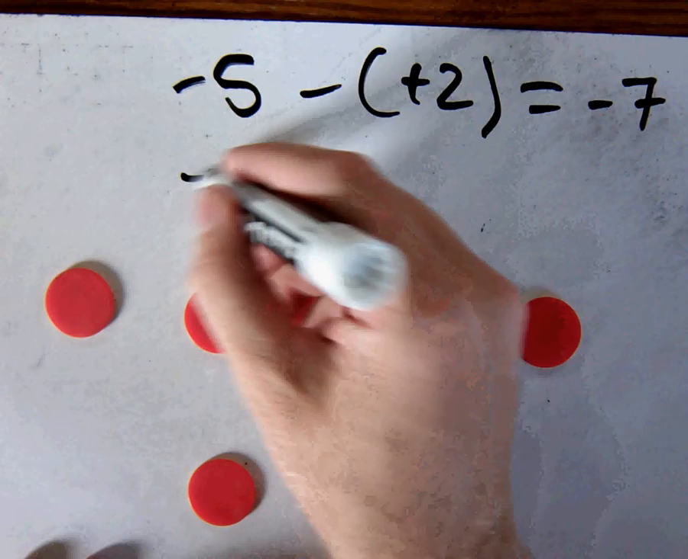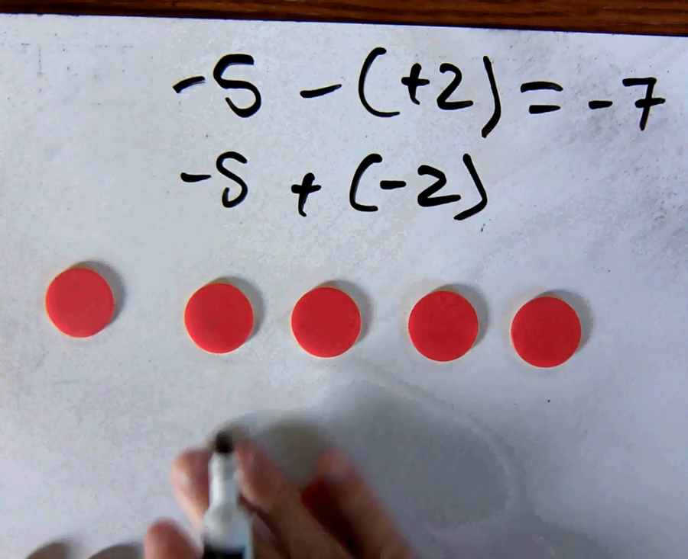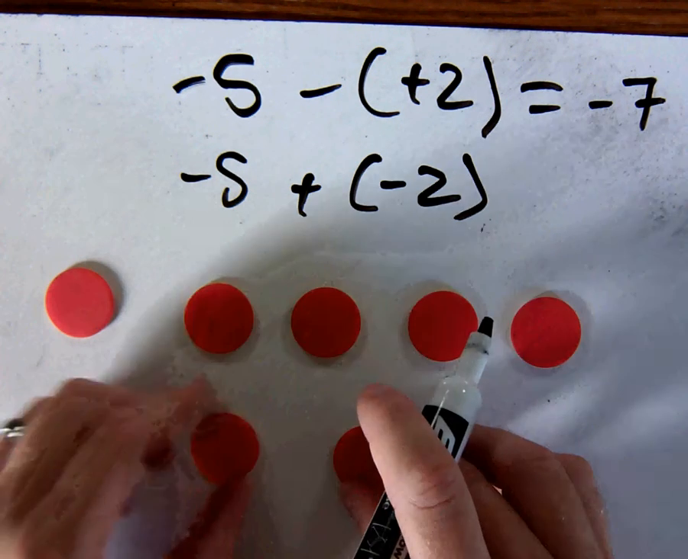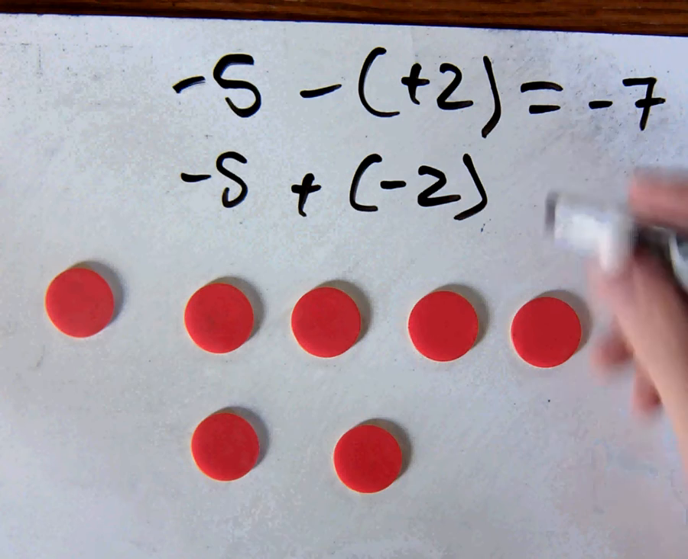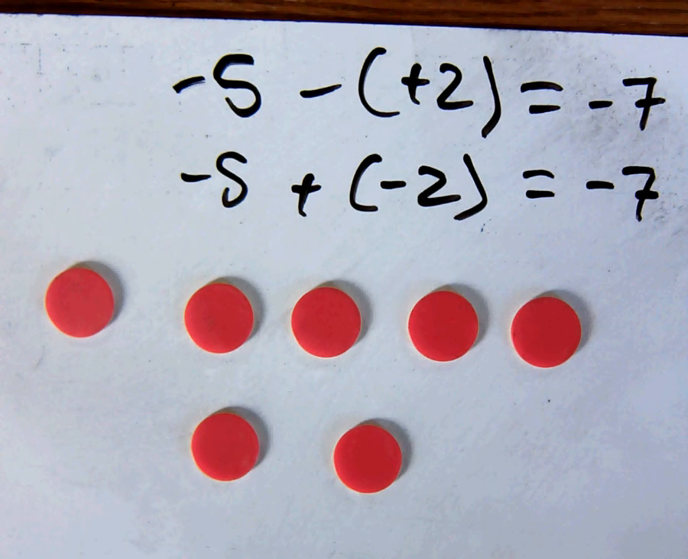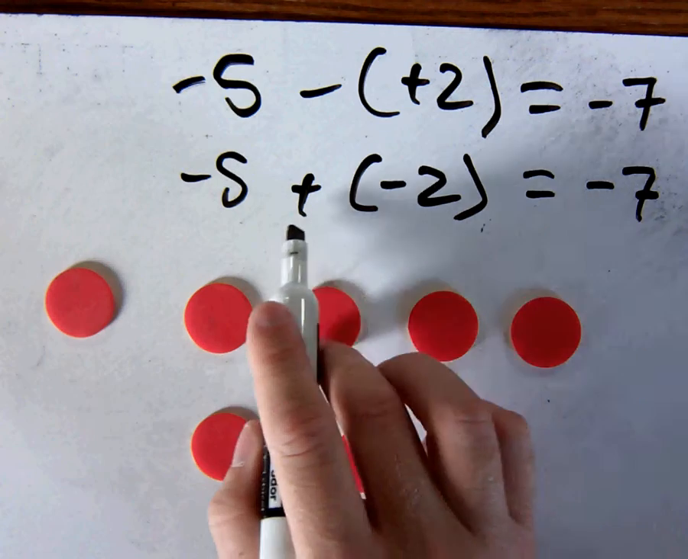Now what if I did negative 5 plus negative 2? That's like having these negative 5 here and just adding 2 more negatives. That's maybe even more obvious why this is negative 7, because there's 7 of these. But again, the point is, subtracting a positive is the same thing as adding a negative.